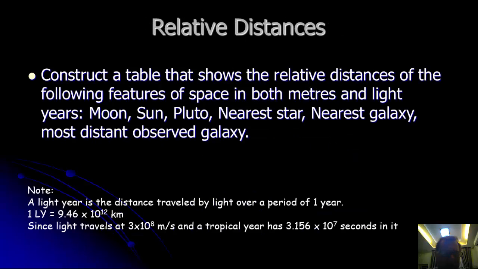Now, what I'd like you to do is take a moment for a hands-on activity, to construct a table showing the relative distances of the following features of space in both meters and light years. The Moon, the Sun, Pluto, our nearest star, our nearest galaxy, and the most distant observed galaxy. And I think when you see these numbers, you'll get a better understanding of what scale our universe is really about.